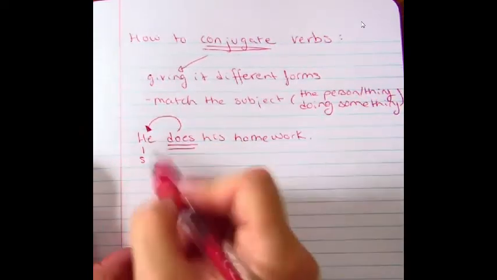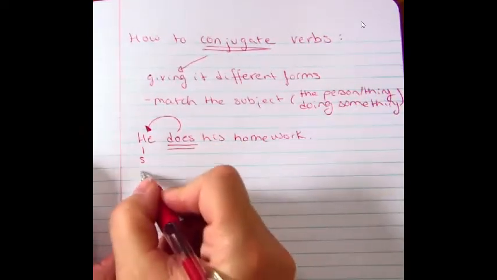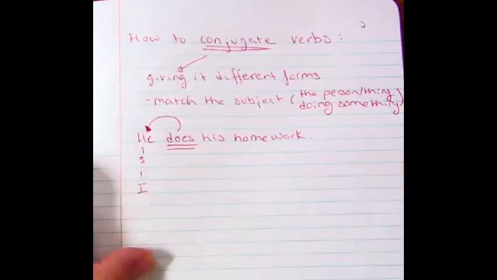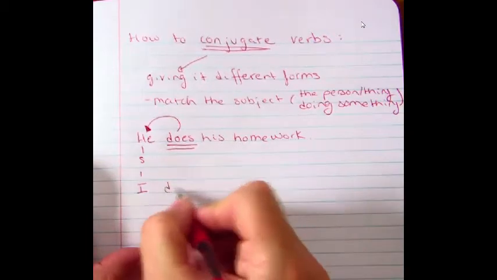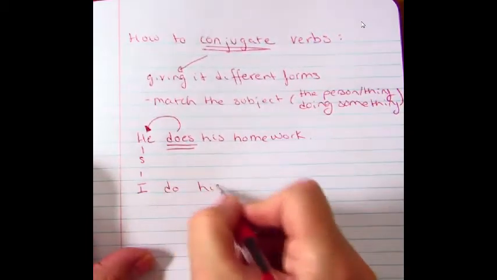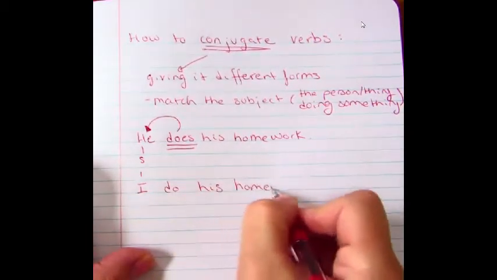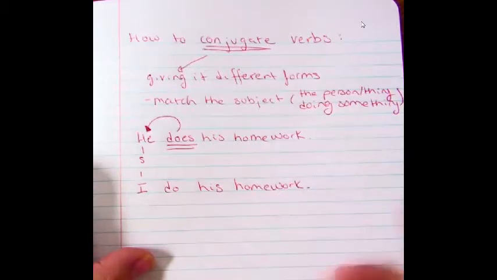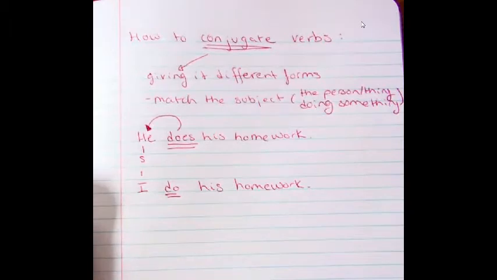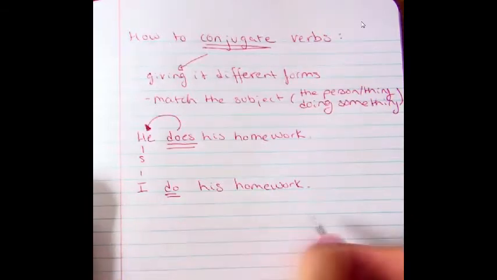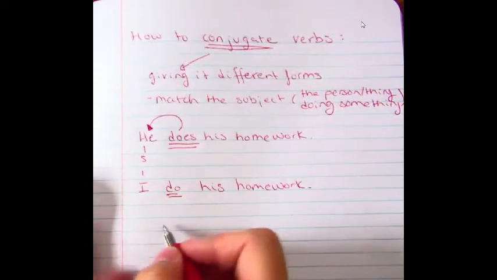So that's my subject right now. If I change out that subject and I make that I, right, I'm going to change this verb in English. So it's going to be I do, let's just keep the rest the same, his homework. Hopefully not. So I had to change my verb. So in English, we don't conjugate differently for all the different people, but in German we do. So you have to pay attention to your subjects or your subject pronouns.